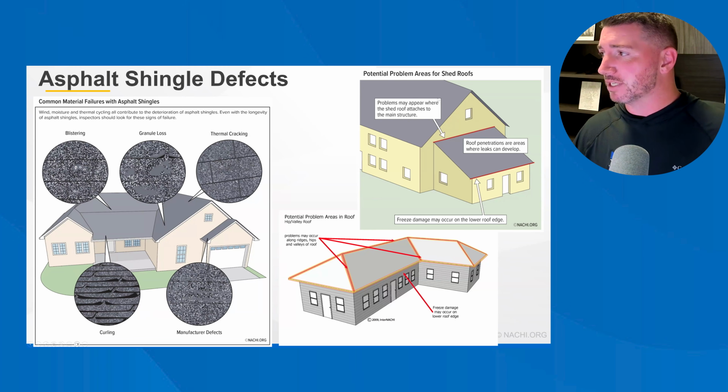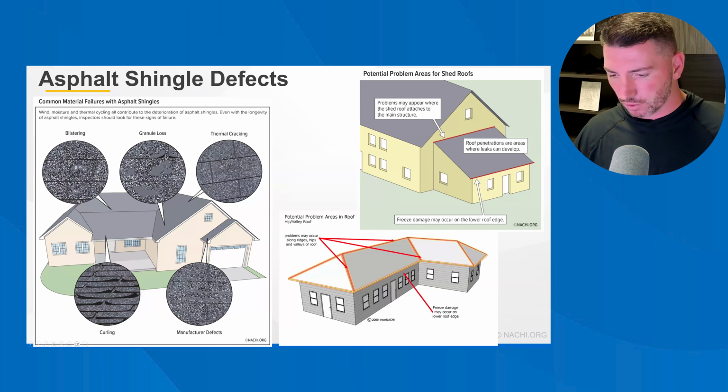Potential problem areas for shed roofs we talked about earlier. You may have problems where that structure attaches to the main structure, and valleys. Anywhere a roof changes direction is a potential for an issue.